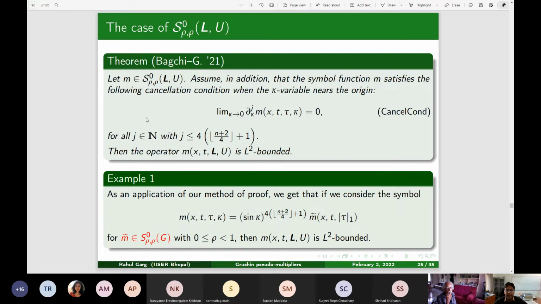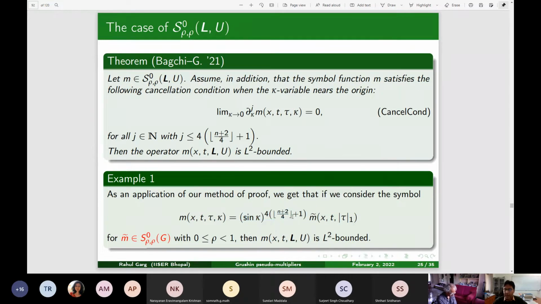And just to illustrate one example, as an application of our method, if you take any symbol from the Grushin rho type, and you just take a product with sine kappa up to some powers, this power will be matching from here. You notice we are not supplying any extra decay at infinity, because if you take a derivative in kappa, it will be sine or cosine, which is oscillating between -1 to 1, right? So it's not that any time you take a derivative in kappa, you get any further extra decay in kappa. No, that's not the case. What we are looking for is that all these derivatives vanish when you take kappa going to 0.